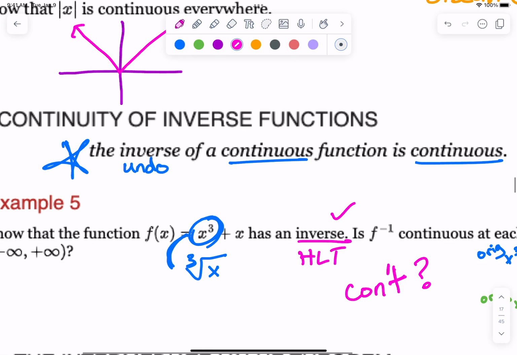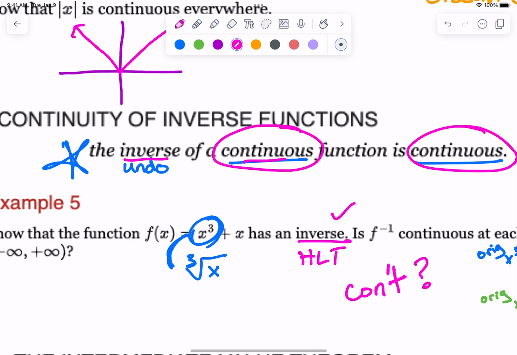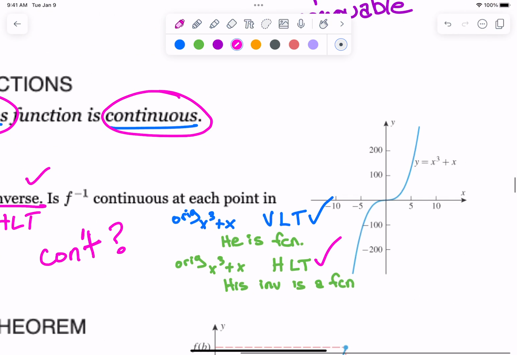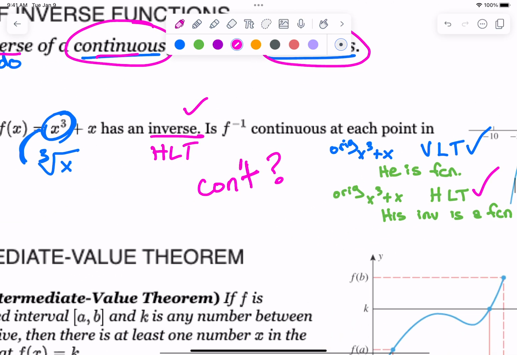Nope. The inverse is continuous if the original is continuous. Is the original continuous? Yes. So is the inverse continuous? Yes, the inverse is continuous because the original is continuous. So it has an inverse because of the horizontal line test. Can we just look at the graph? Kind of. If it doesn't have a hole in it, then it is continuous. Right. True.